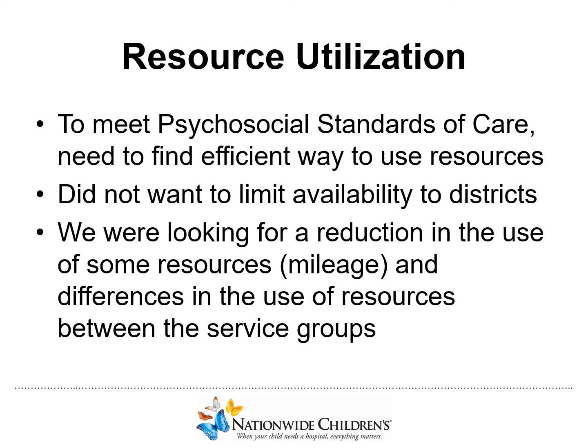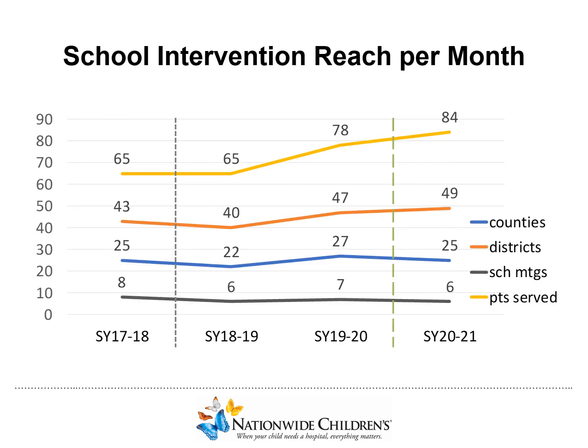But we were looking for a reduction in the use of some of our resources, things like mileage, and differences in the use of resources between the service groups to help validate the fact that the tool was identifying the need levels appropriately. So here is a graph that shows some per month statistics that we keep on a regular basis.